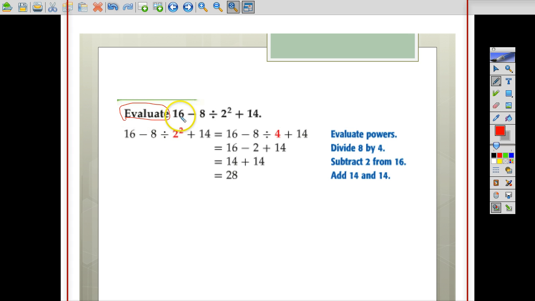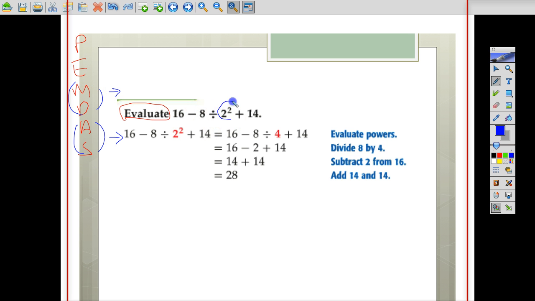So 16 minus 8 divided by 2 to the second power plus 14. Remember PEMDAS, or please excuse my dear Aunt Sally. I'm going to put this and this in parentheses because I know it's going to go from left to right when it comes to these two. Alright, parentheses. Do you see any parentheses? No, you do not. So go to the next one.